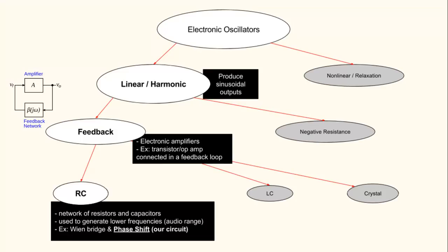And finally, those break down into three different kinds of oscillators, where we have RC, LC, and crystal oscillators. And phase shift oscillators fall under the RC categorization. So they're just a network of resistors and capacitors, and they're usually used to generate low frequency, so around the audio range.